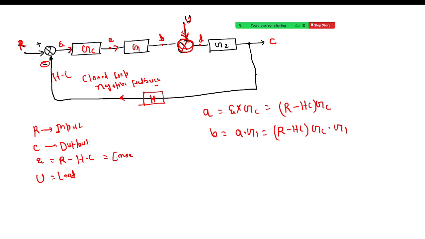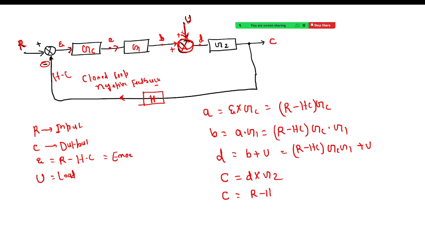Is it clear? So let's say this one is going to the comparator with positive and positive, right? So what will be the value of D? The value of D will be equal to B plus U, and you know the value of B. So you will substitute here R minus HC into GC G1 plus U. And what is the value of C? C is equal to D into G2. And you have calculated the value of D. So C is equal to R minus HC into GC G1 plus U, and this will be multiplied with your G2.